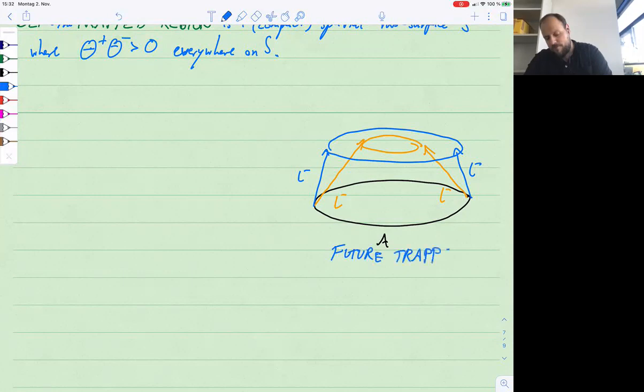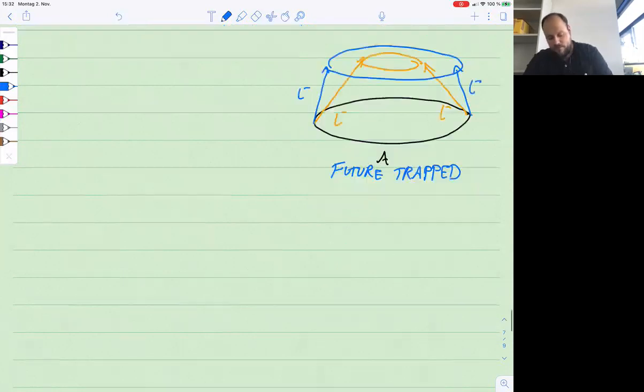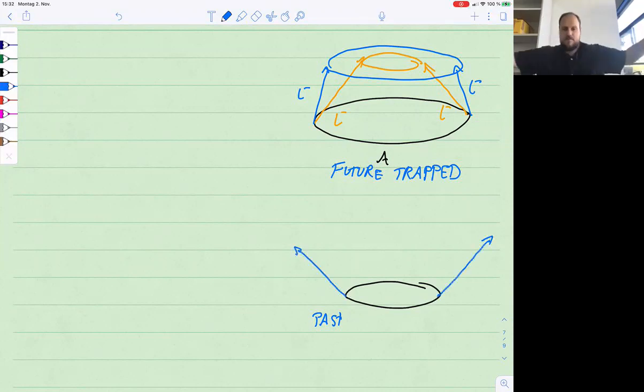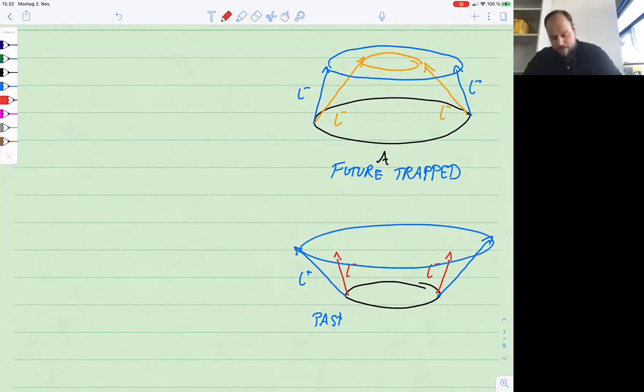Trapped region. And we can also have, for sure, a past trapped region. This means that it is trapped in the past, but that tells us that both have to shrink in the past development, while in the future development they both expand. So now our L minus expands and our L plus also expands the surface. So they're both expanding. This is a past trajectory.